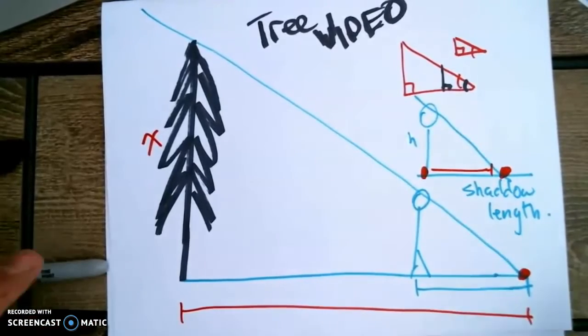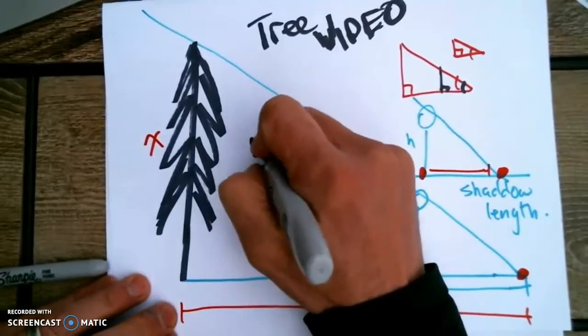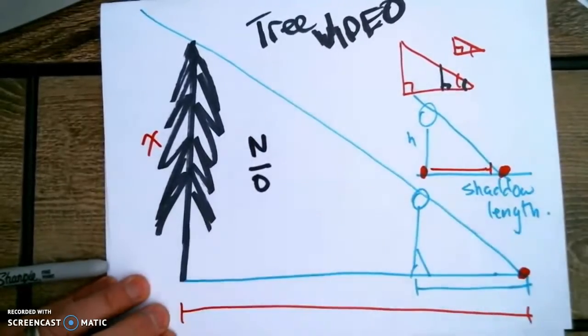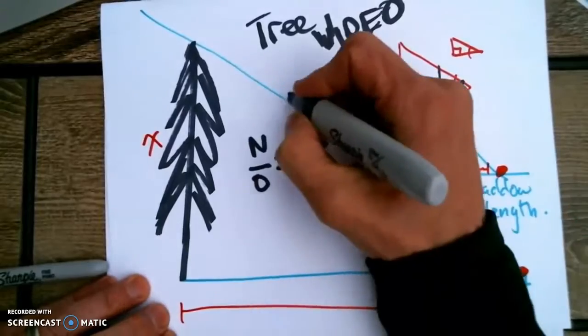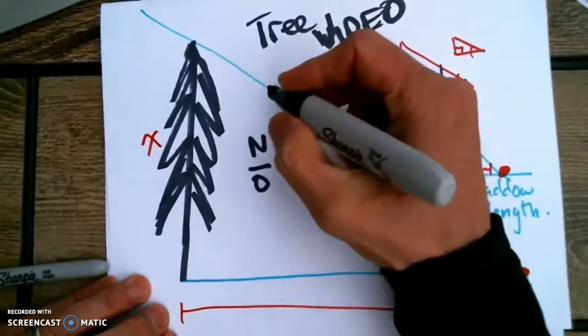Okay, so the math looks like this. I'm going to give you a quick review. I'm going to go new over original. You could be the new, the tree could be the new, I don't care. The first one you're going to measure is the one that you know. So that's the length, shadow length.